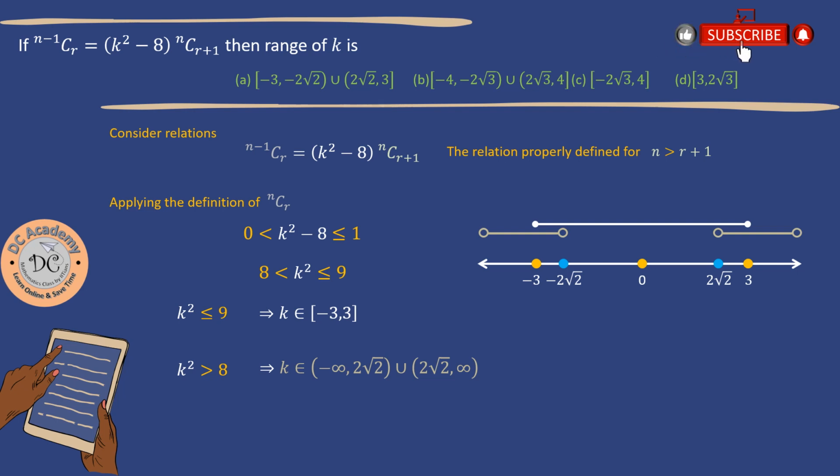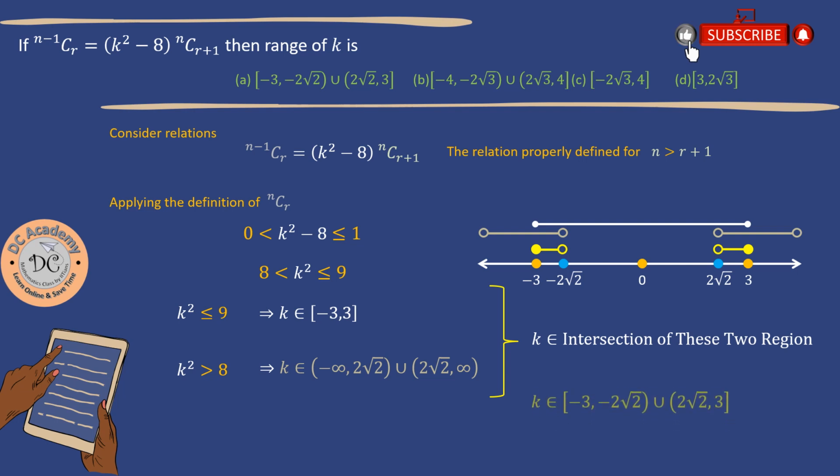Now what is our range of k so that the given relation is defined? It will be the intersection of these two intervals. The intersection will be: minus 3 is included, minus 2 root 2 is not included; similarly 2 root 2 is not included on the other side, and 3 is included. Therefore k belongs to minus 3 to minus 2 root 2 union 2 root 2 to 3. And hence option A is the correct answer. That's it. Hope you understood the problem. Thank you.